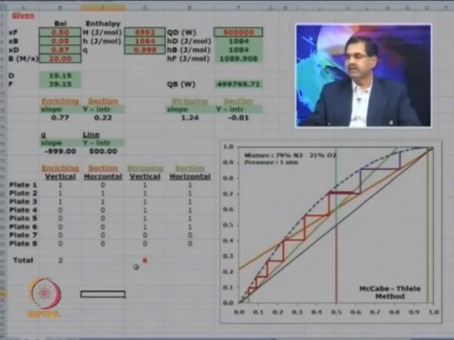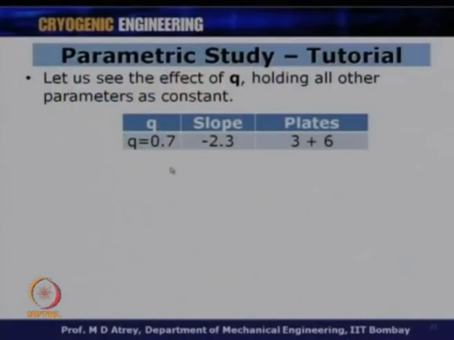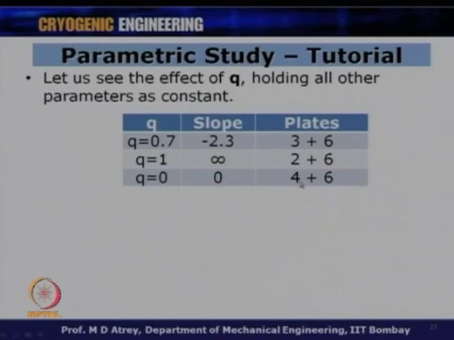Let us now change the Q value to 0. Q was 0.7 earlier, and now I had Q equal to 1, which I wrote as 0.99 in the Excel sheet. My slope became infinite, and I got the number of plates as 2 plus 6 in this case. Alright. Now, let us go to the value of Q equal to 0, and when I make the value of Q equal to 0, my number of plates becomes 6 plus 4, and this can again be seen from the Excel worksheet.